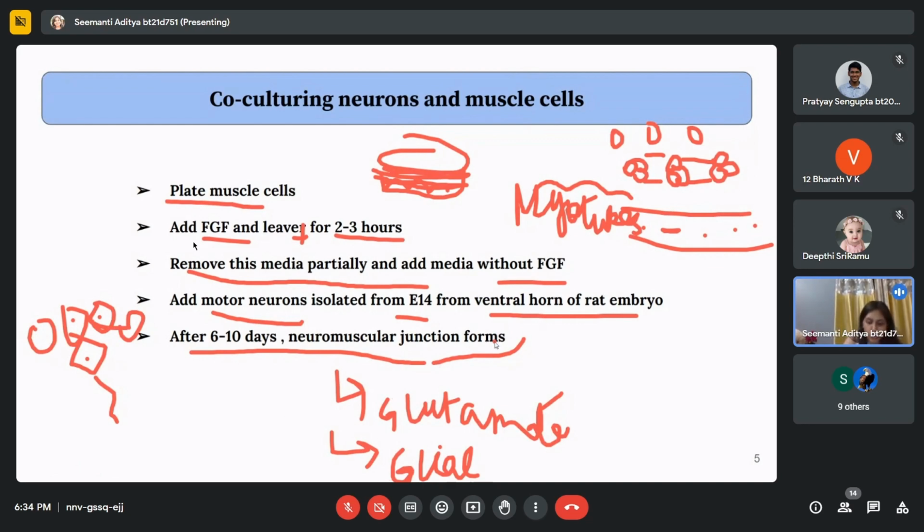Also, another way to check whether the neuromuscular junction is forming is by using an antibody against the acetylcholine receptor. These acetylcholine receptors are present in very high amounts in the neuromuscular junctions, because they transmit the signal from the neurotransmitter. And if the antibody binds to the acetylcholine receptors, then it's probably the neuromuscular junction is formed.